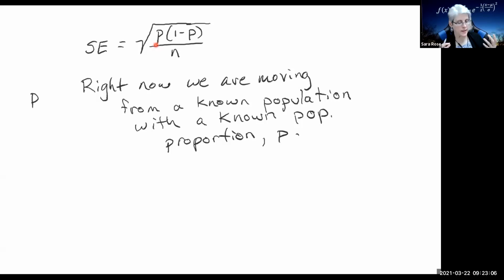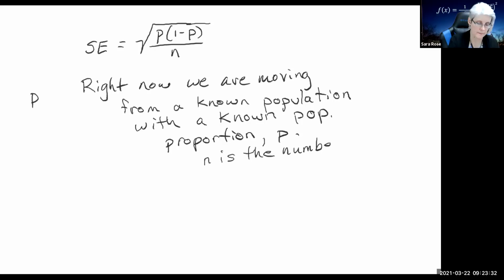So to find the standard error of a sampling distribution when you have a known population and a known population parameter, which is a proportion in this case, you do the proportion times 1 minus the proportion divided by the n. And what's n? Do you remember? N is the number in the sample, and it is the number in every sample you draw from that proportion to form your sampling distribution.